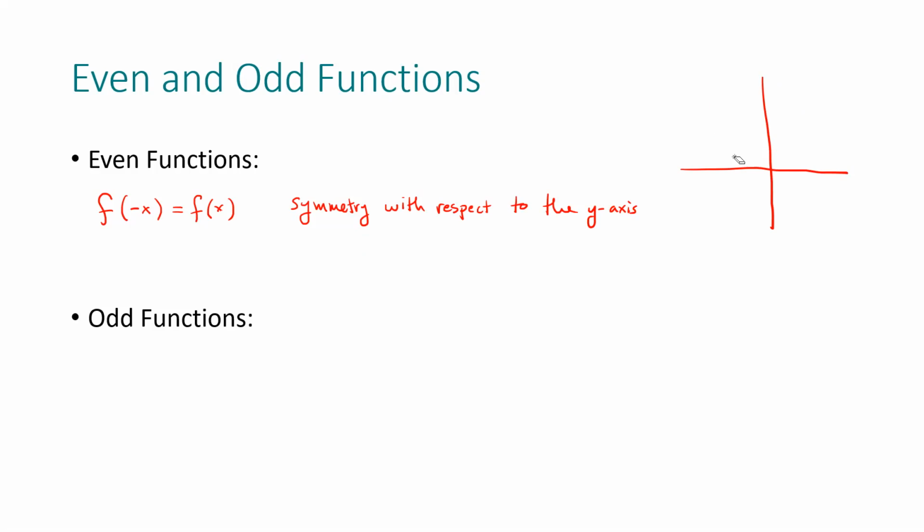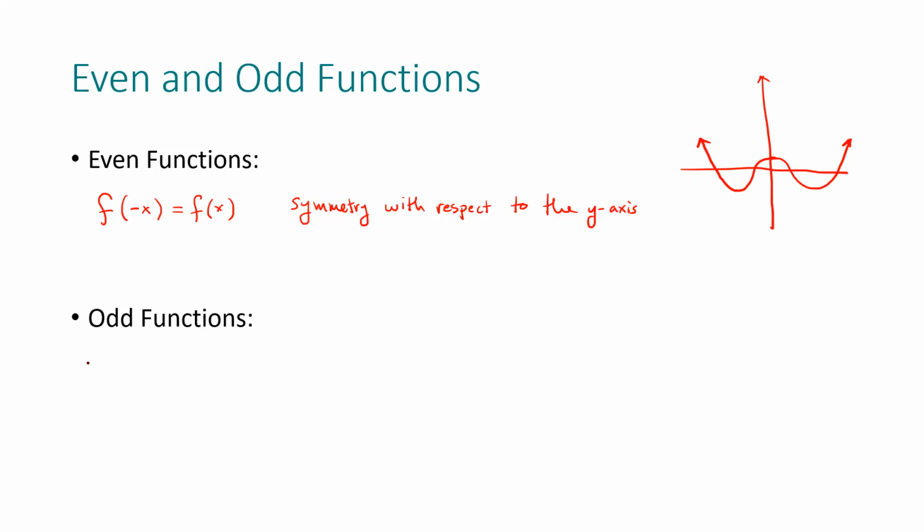Something like that, and it's just the same on the left side, right? So this is what an even function would look like. It has this type of symmetry.